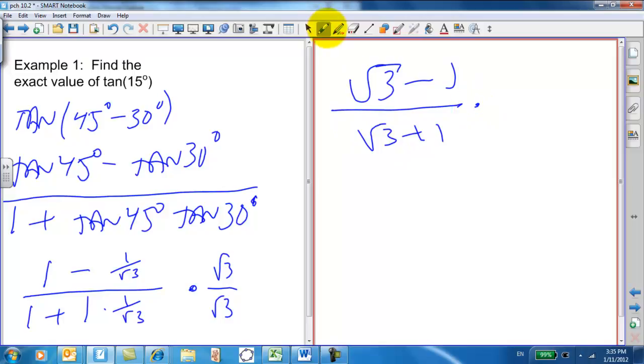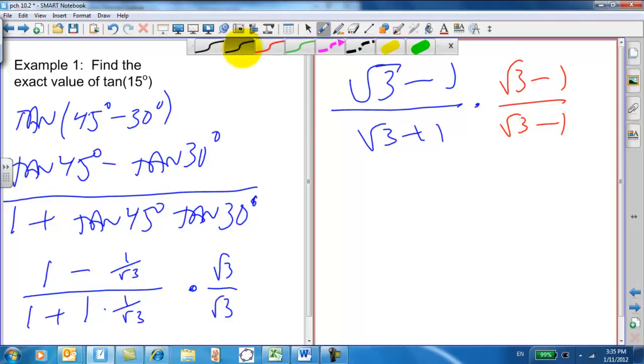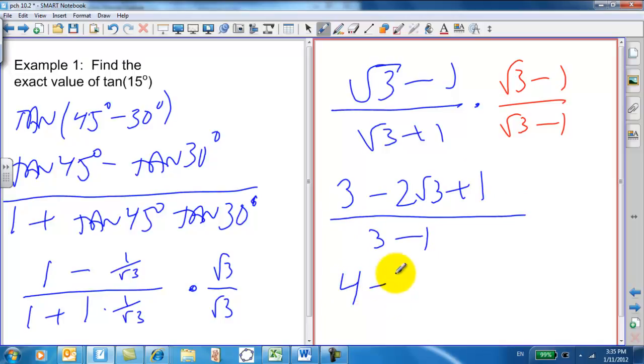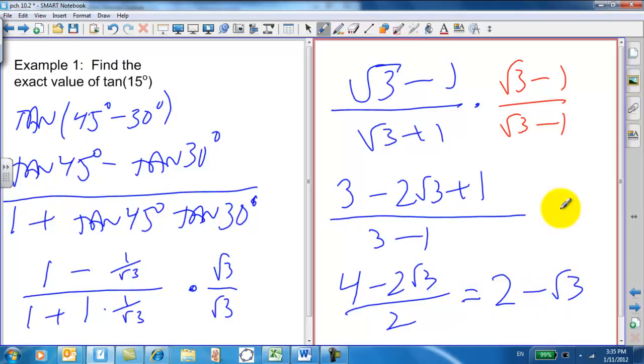Can multiply by a conjugate: square root of 3 minus 1 over square root of 3 minus 1. So now we get 3 minus 2 square root of 3 plus 1 all over 3 minus 1, or 4 minus 2 root 3 all over 2, or 2 minus root 3, giving a number that's slightly positive, and that's what we expect for a tangent of a 15-degree angle. Something positive but small.